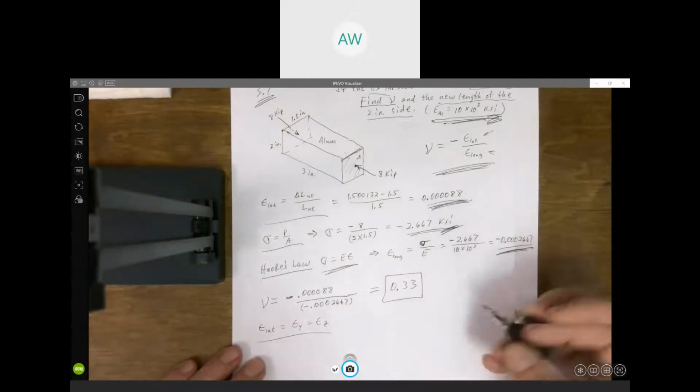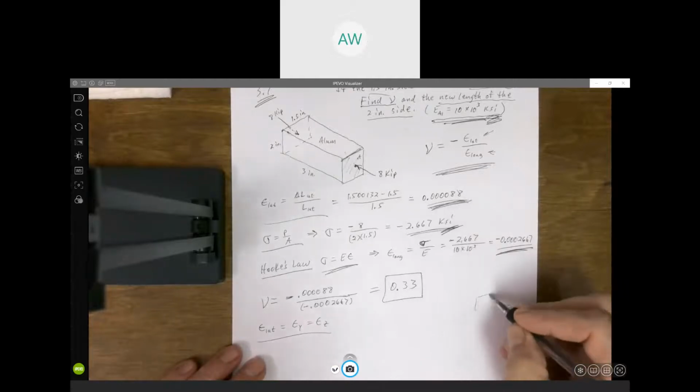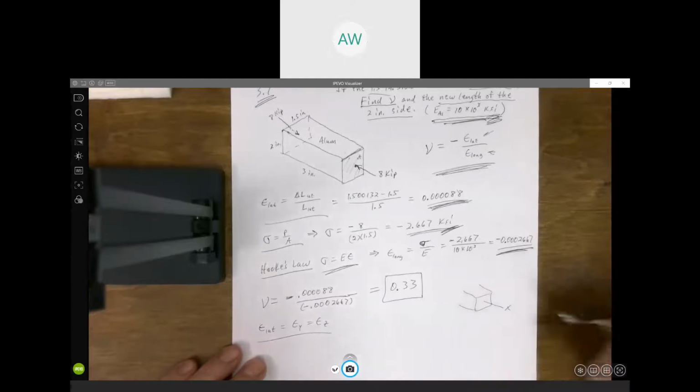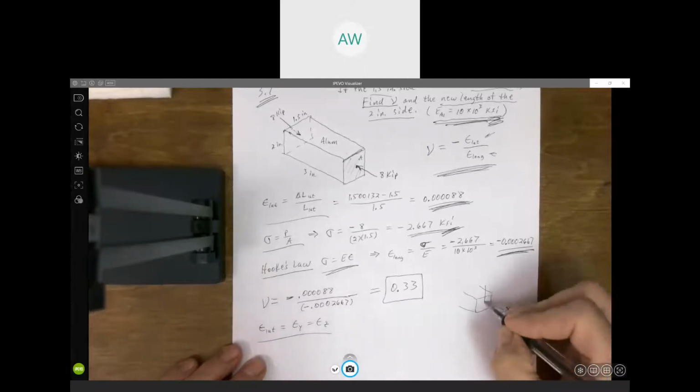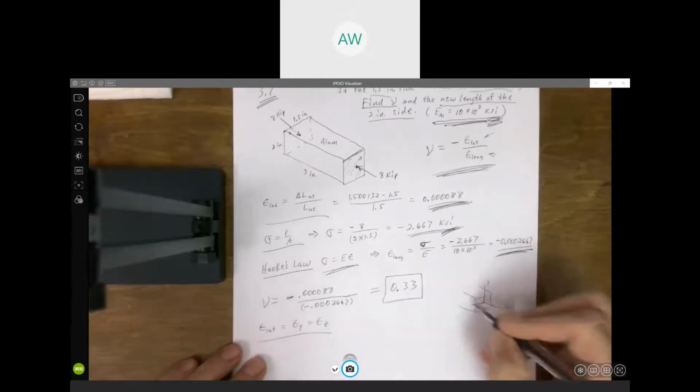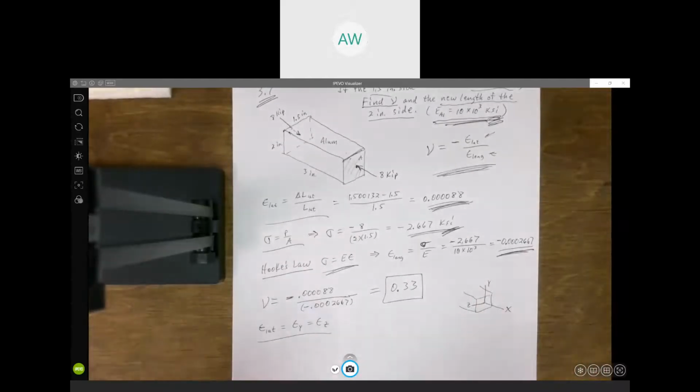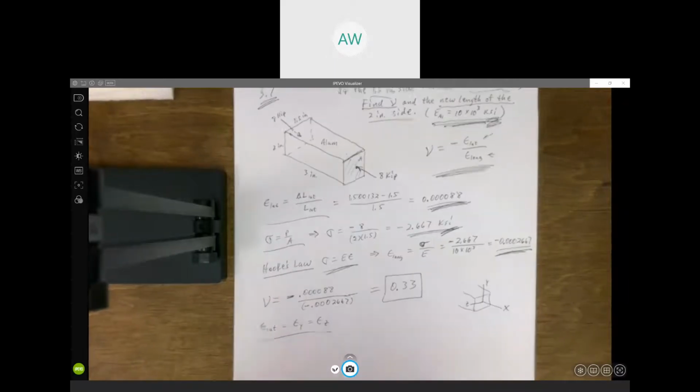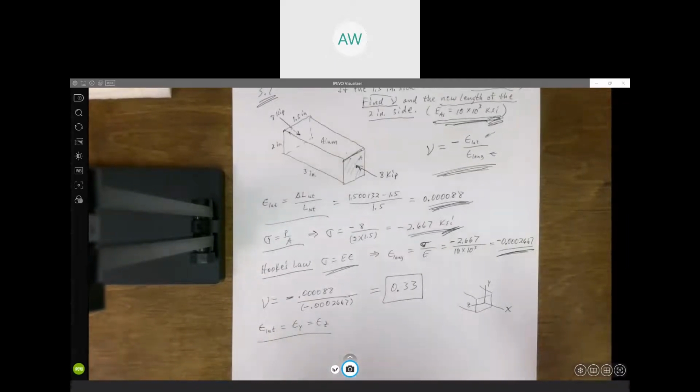Again, if you're using the sign convention here, where X would be the longitudinal direction, and Y and Z being the two lateral directions, as long as our structure is all the same material, the strain is going to be the same in both the lateral directions. Does not mean the actual deformation is the same, but the strain would be.